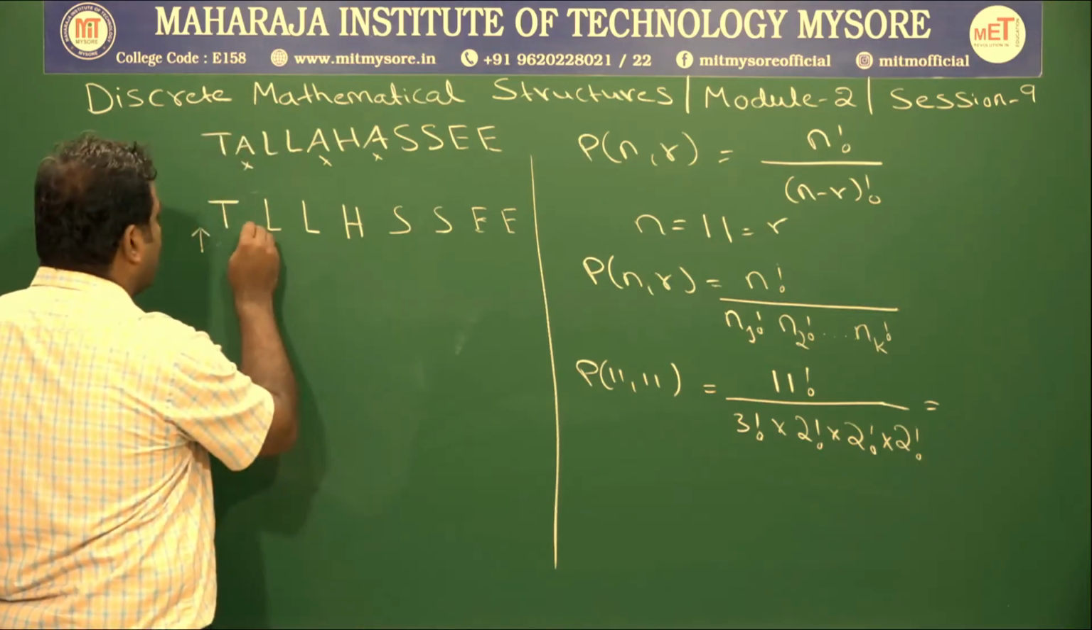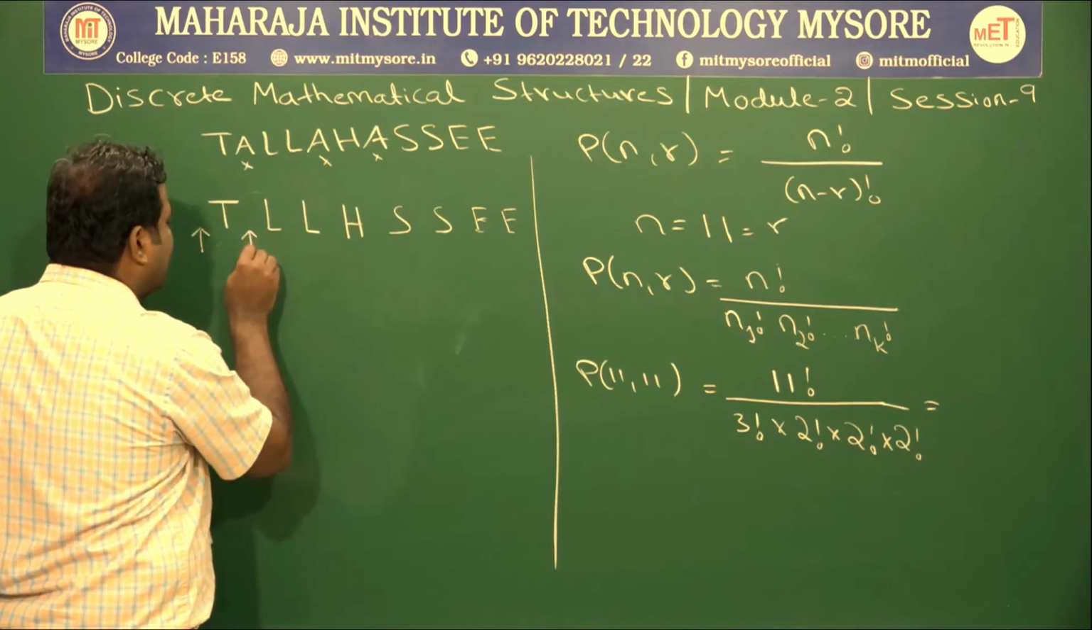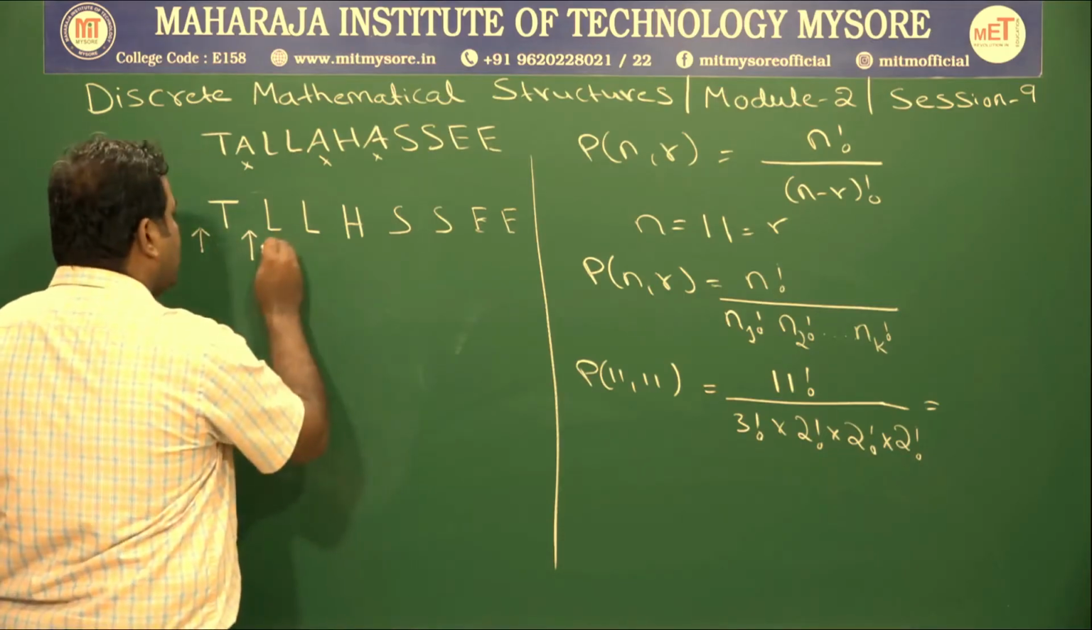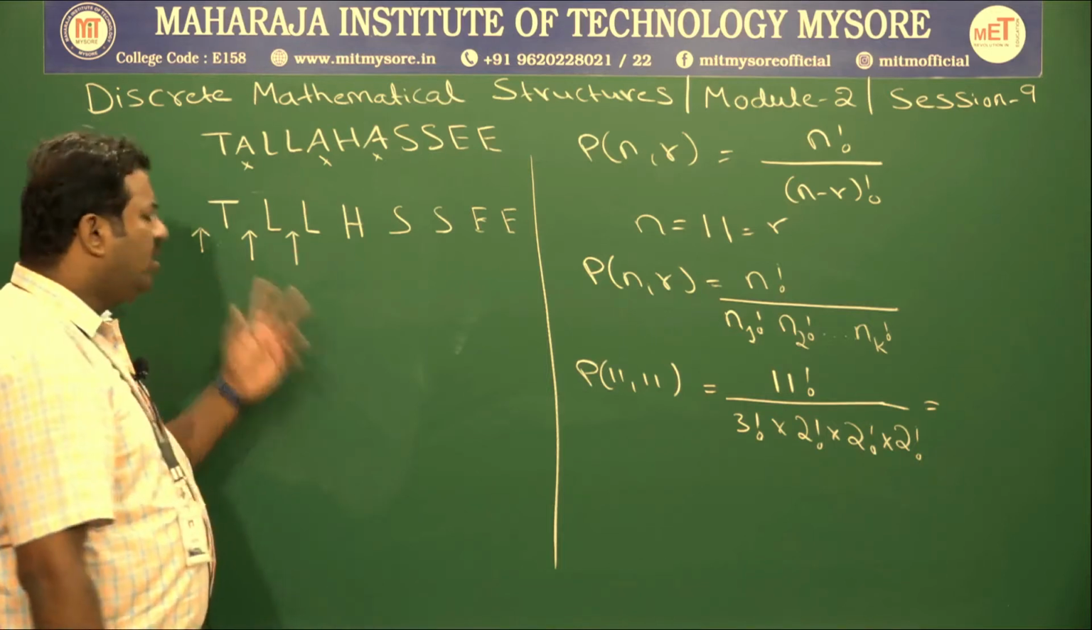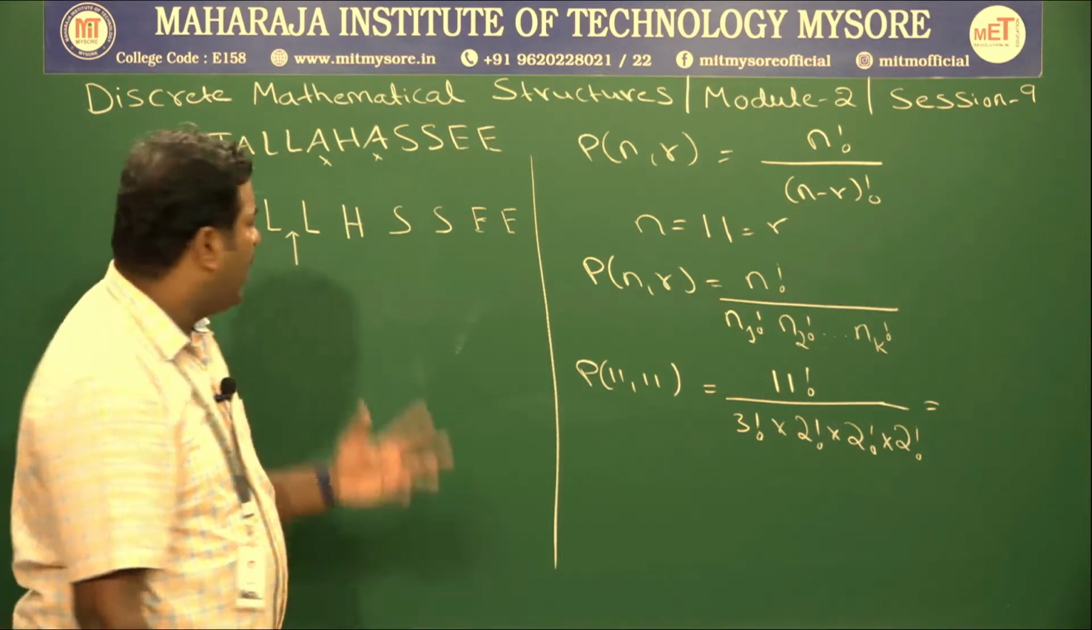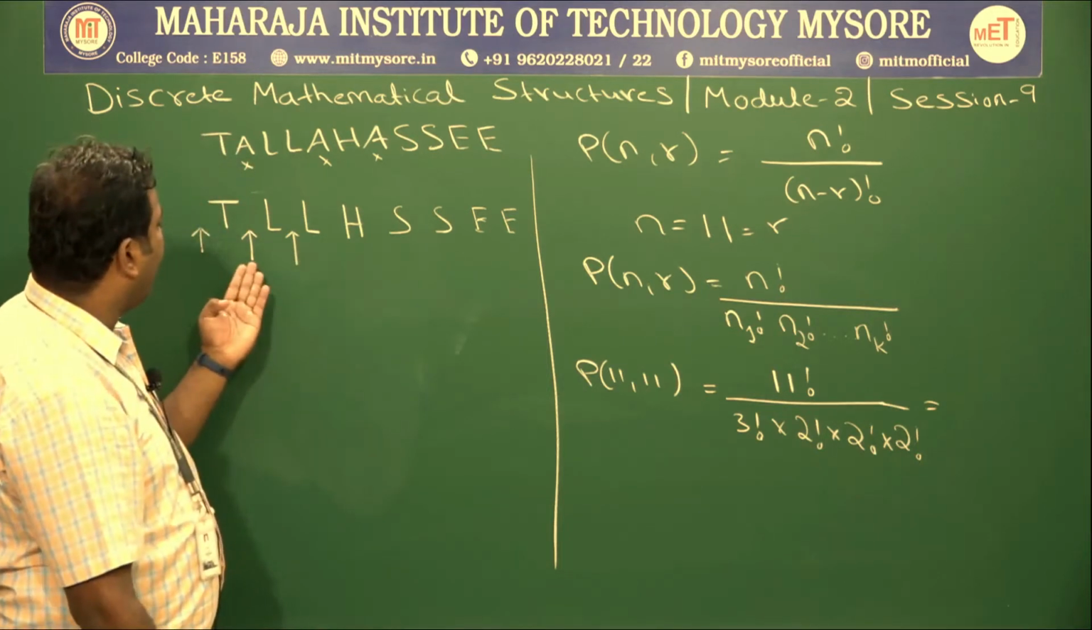Hence for that reason, I am going to have the second A over here, and similarly I can have 3 A's here, and this is not the only combination. I can shift this. Either I can have the first A here.